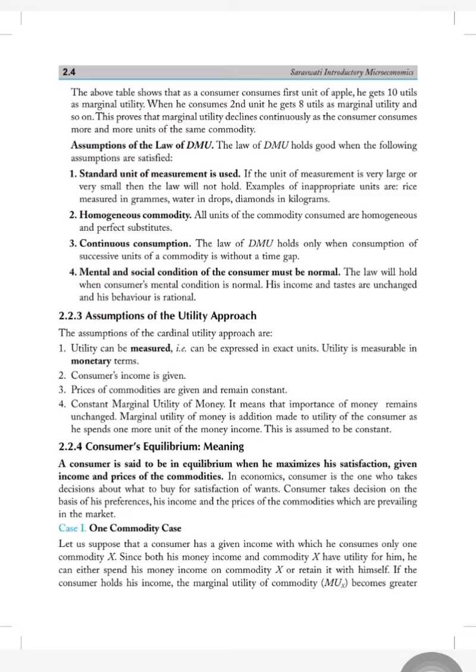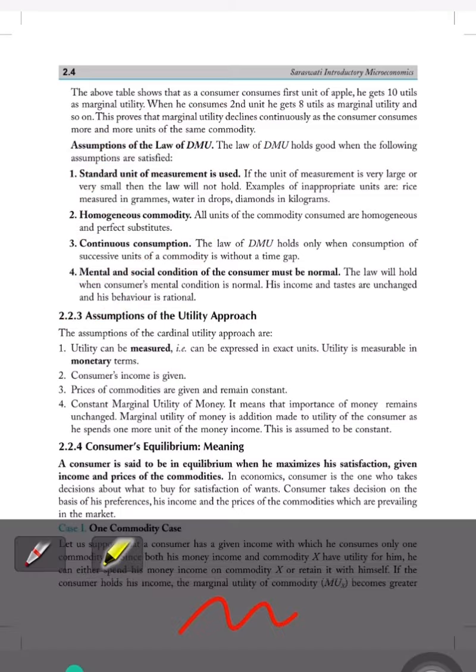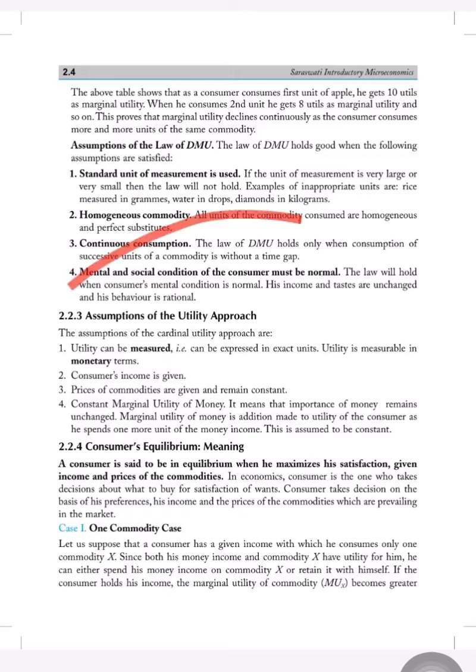Then the mental and social condition of the consumer must be normal. If any person is mad or anything else, at that time the law of marginal utility will not be helpful.